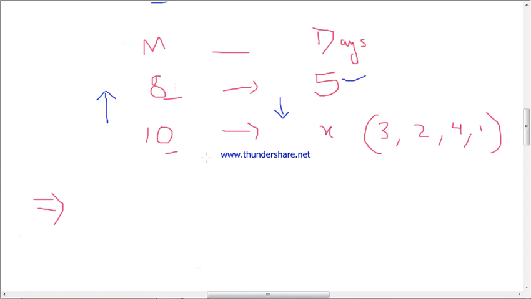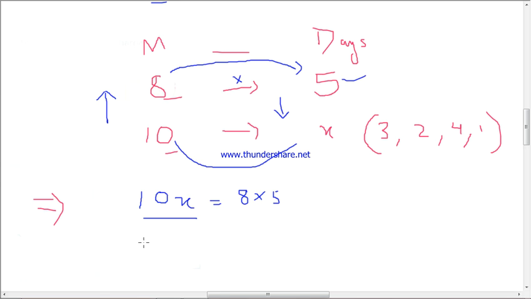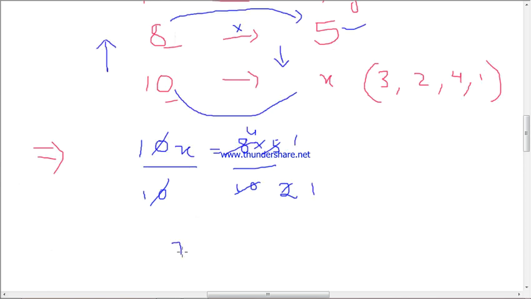The moment you know it's an inverse variation, you multiply straight. 8 into 5, and 10 into x, you will multiply these two. So I'll write 10x, you frame an equation: 10x is equal to 8 into 5. Then divide by 10 on both sides, and let's see how much you will get. Cancel this 10 and 10, then 5, 1 into 5, 5 into 2 is equal to 10, 2 into 1 equals 2, 2 into 4 is equal to 8. Therefore the value of x is equal to 4 days.